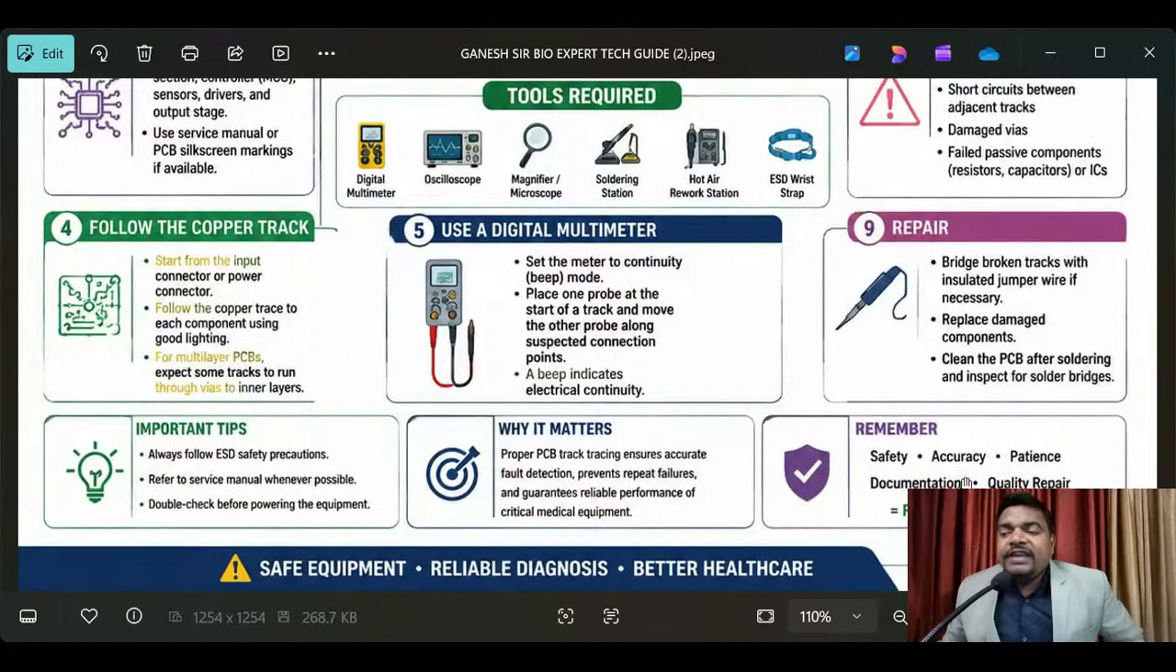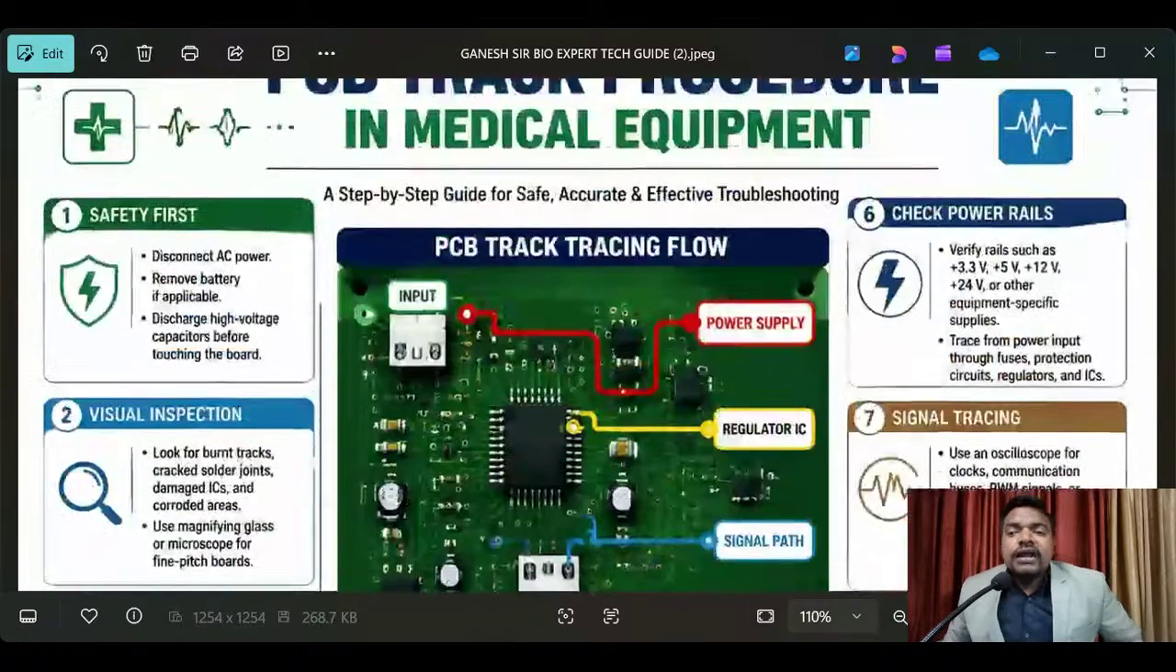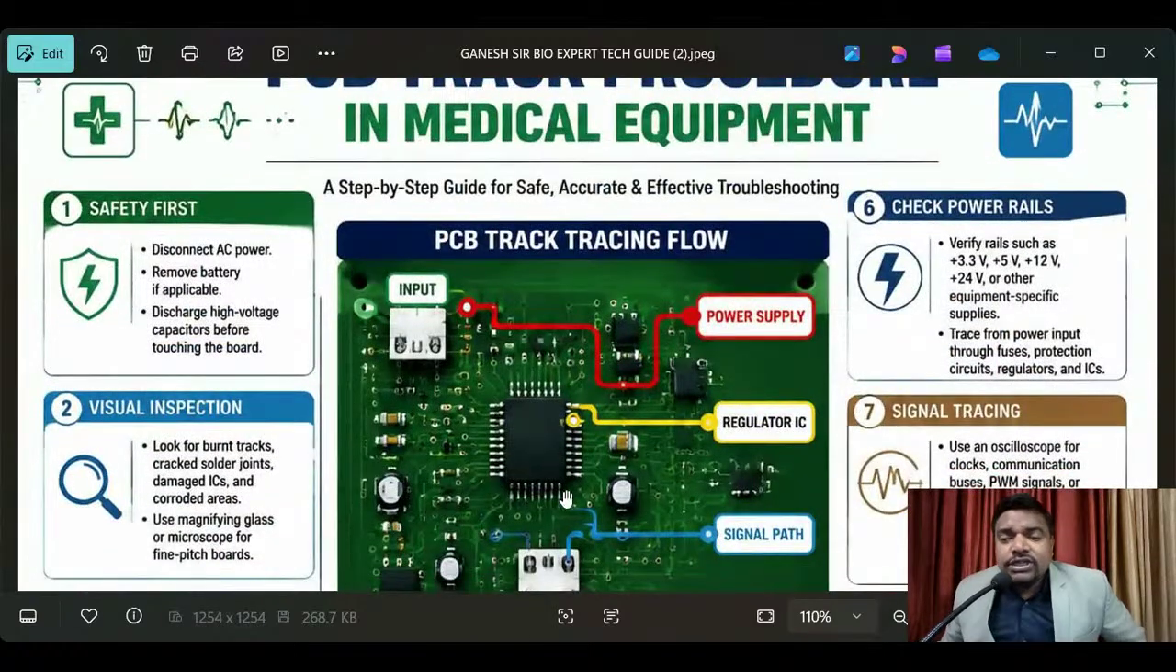And remember: safety, accuracy, patience, documentation, and quality repair, reliability. Okay. Today, if I only share this information, you may not understand. That's why I bring one more topic for you in this live session. Okay, I hope you got it.